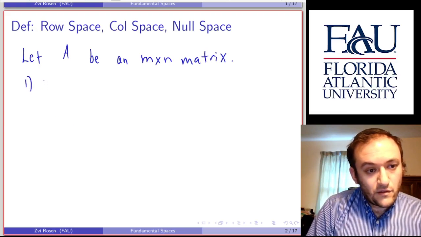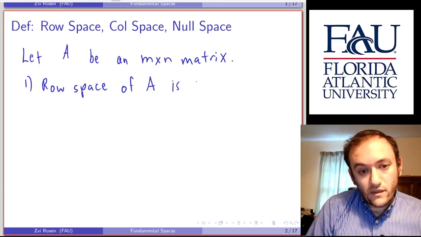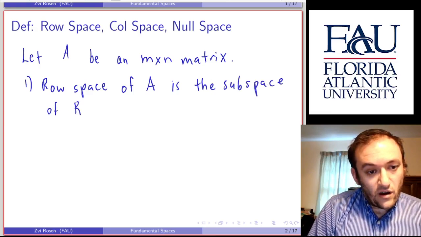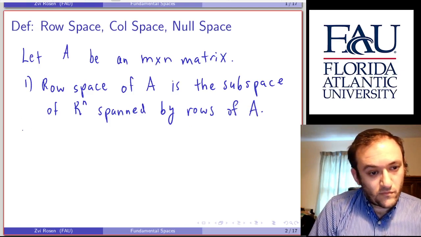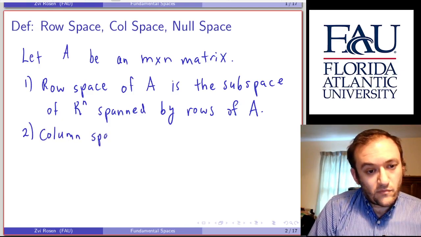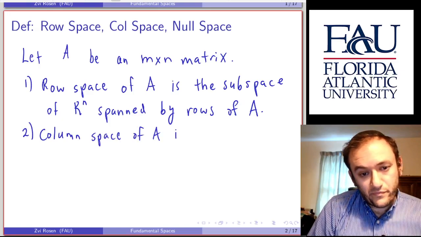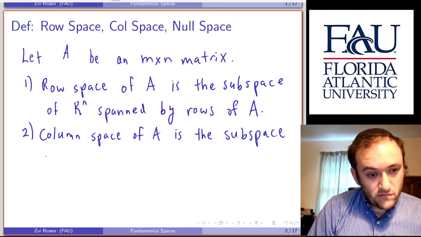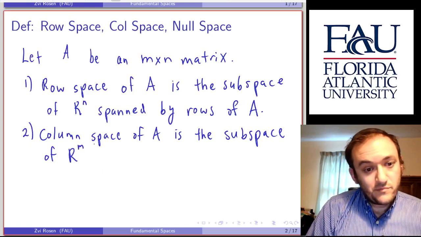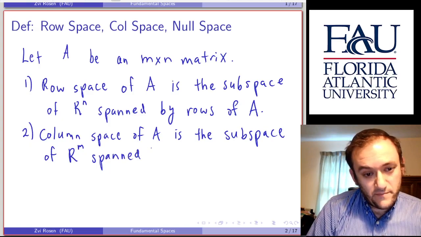Okay, then the row space of A is the subspace of Rn spanned by the rows of A. The column space of A is the subspace not of Rn, but of Rm, because that's the appropriate size of the columns, and this is the subspace spanned by the columns of A.